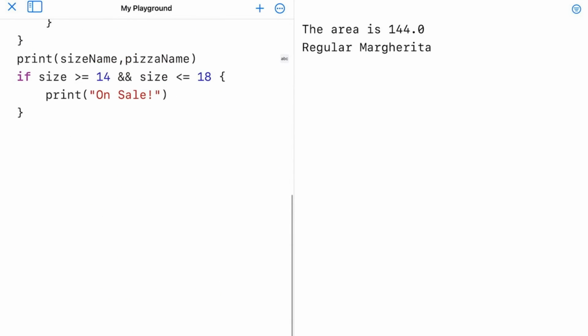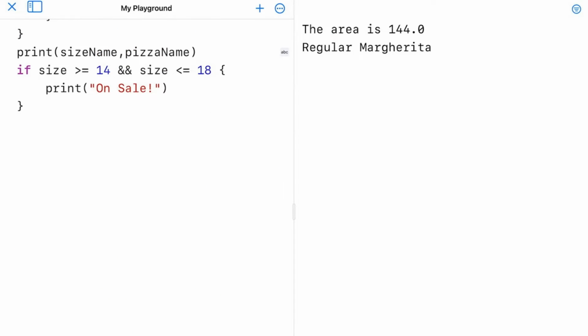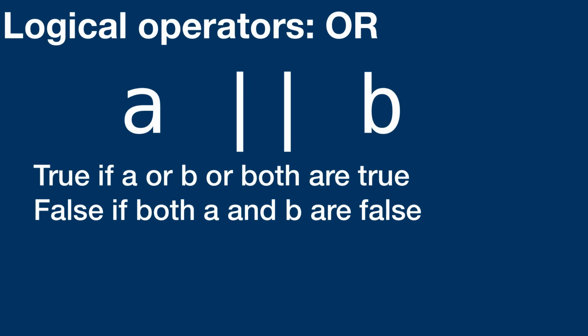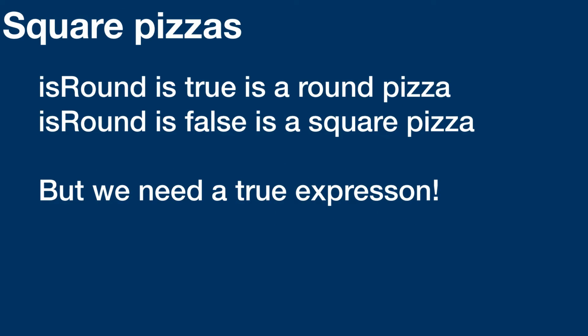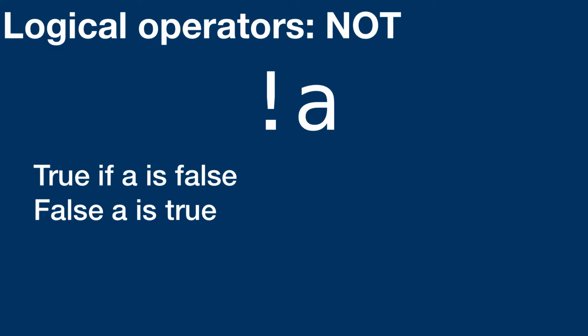Now let's go back down to our code here, and I'm going to add one more piece of code. What if I wanted to make two conditions where if either condition is true, then the expression is true? For example, I'll make all square pizzas, regardless of size, on sale. I'm going to use the OR operator for this. Either or both conditions can be true. I could use isRound to figure out if this is a round or square pizza. But round is also false for a square pizza. So to make it true, I'm going to use the last operator, the not. And not means switching between true or false.